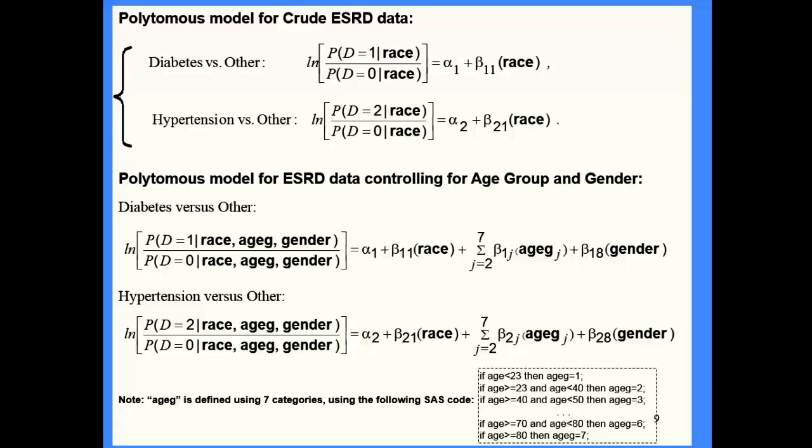Beta 1,1 equals beta 2,1 equals 0, because the full model is what you see with the 2 components, and what's the reduced model? The reduced model will drop the 2 race terms out of the model, and it will just have the intercepts. Right? That's how you do it.